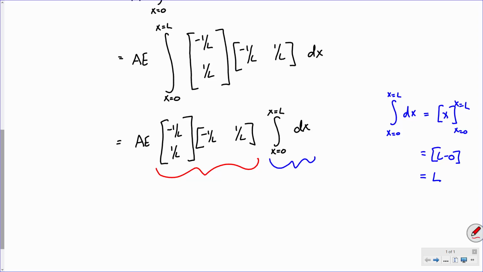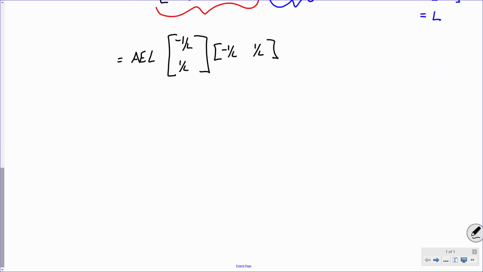So could I then rewrite this as AE times L times the matrix with entries 1, minus 1, minus 1, 1? Is that a fair statement? Okay, now, let's handle those matrices.